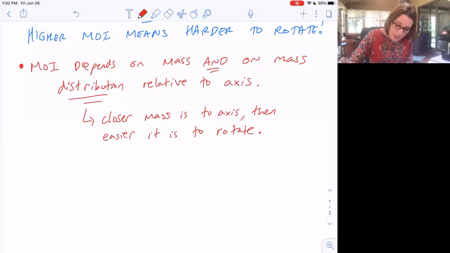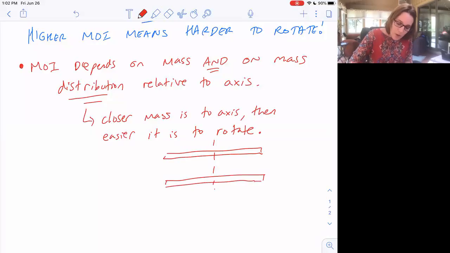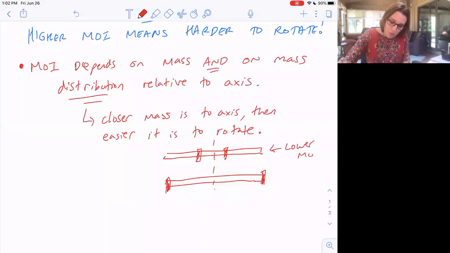Something like a long bar, let's say it's rotating around its center. If you have two masses that you can move, sort of like a barbell, this top scenario would be easier to rotate than if I put these little masses way out on the ends. So this would have a lower moment of inertia because the mass is closer to the axis.